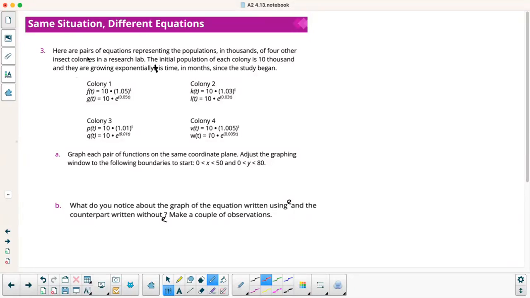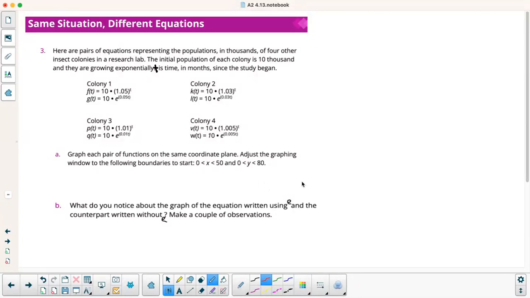All right, so third part. Here are pairs of equations representing the populations in thousands of 4 insect colonies in a research lab. The initial population is 10,000, so that's why we get the 10 in the front of all those, and they're growing exponentially. T is time in months since the study began. Graph each pair of functions on the same coordinate plane. Adjust the graphing window to the following boundaries.